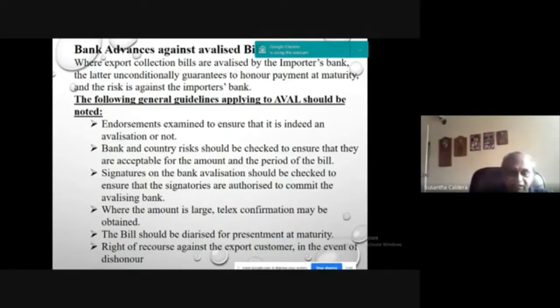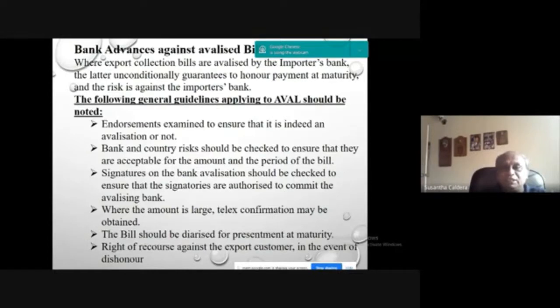But when you are asking the bank, you have to have an agreement with the collecting bank that they are ready to avalize the bill. When they avalize the bill, they will request the importer to keep sufficient security with them because they are irrevocably liable to pay. The following general guidelines apply to avalization and should be noted.